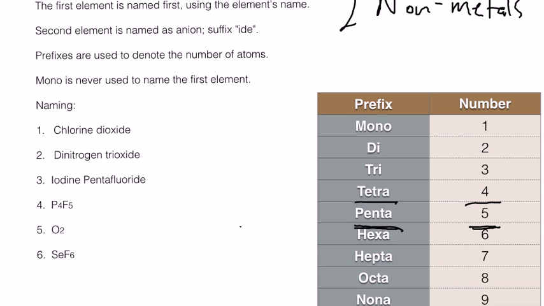Now let's look at the next one, O2. Notice the 2 atoms, so you're going to go over here and see that there are 2 atoms, so we're going to use the prefix di. So this one would be di, and then oxygen, but remember, there's not anything bonded to oxygen, so we're just going to replace the suffix of oxygen and add IDE, so it would just be dioxide.